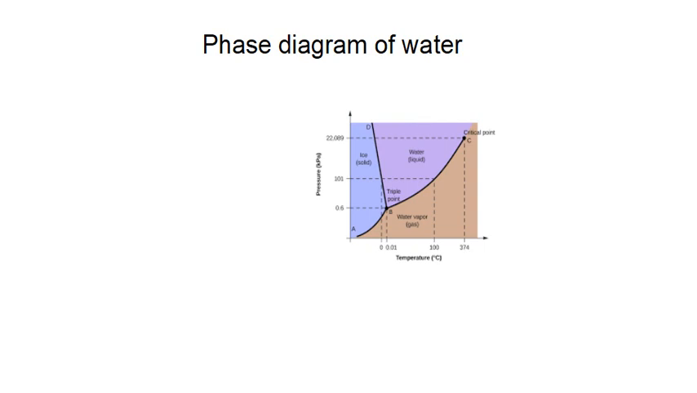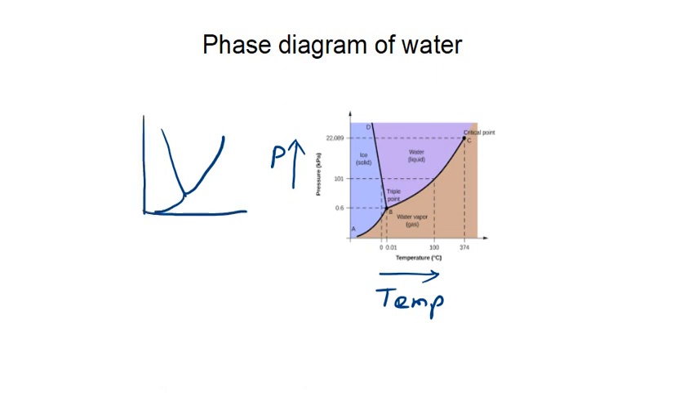Here you will see the phase diagram of water. One axis is the pressure axis, the other axis is the temperature axis. The x axis is temperature, increasing towards right, and pressure is increasing towards up. You can see that the diagram has such type of curves, and in that three regions are there. We will see how to read the diagram.